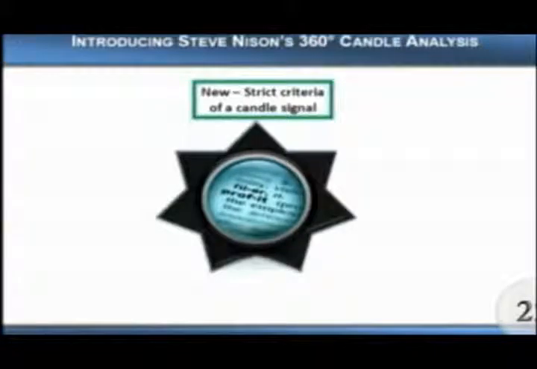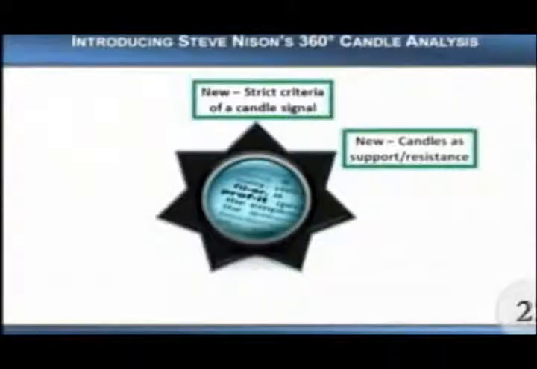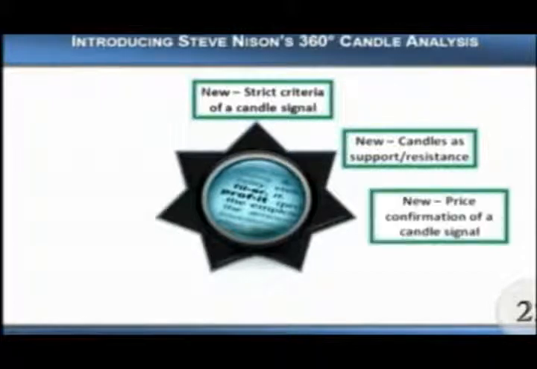In my prior resources, we discussed basic criteria of the candlestick signals. The 360 includes strict criteria for the candlestick signal. And all these ideas are good for all markets: futures, stocks, equities. Okay, candles as potential support or resistance. Using candles as support or resistance. Some candles can be, and some of price confirmation of a candlestick signal.